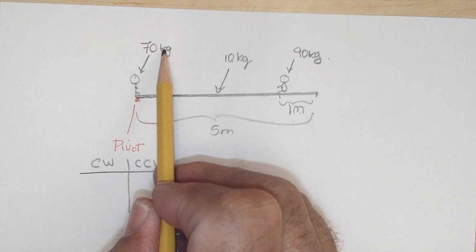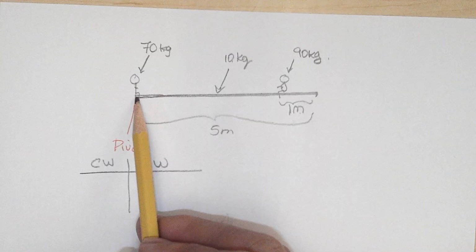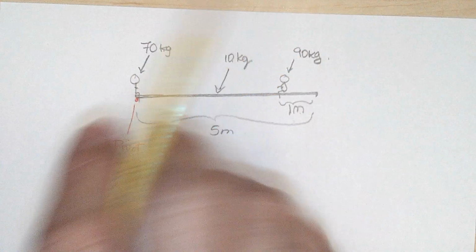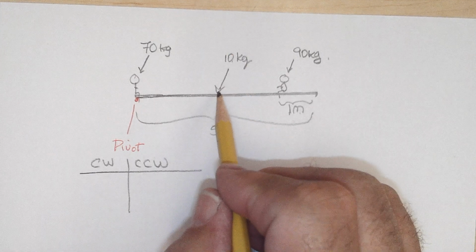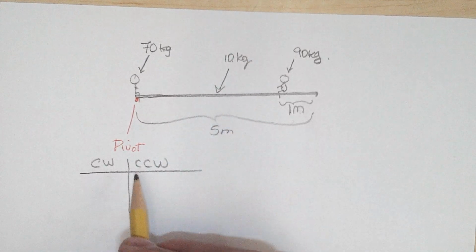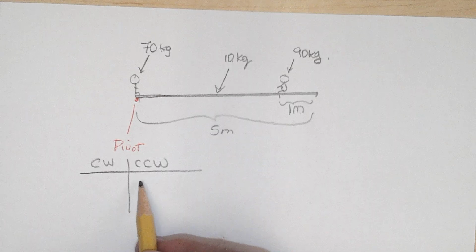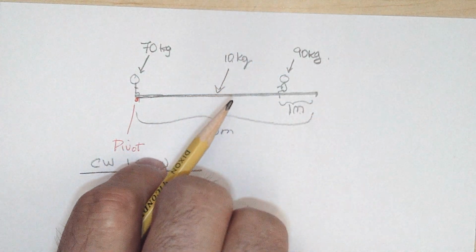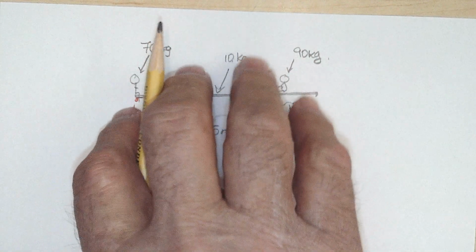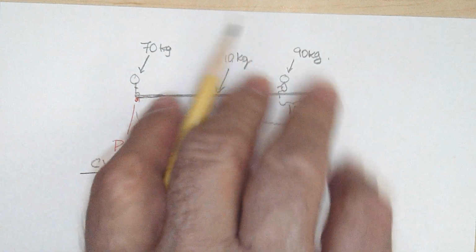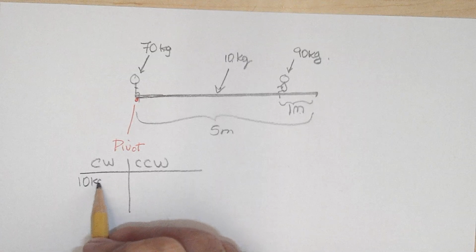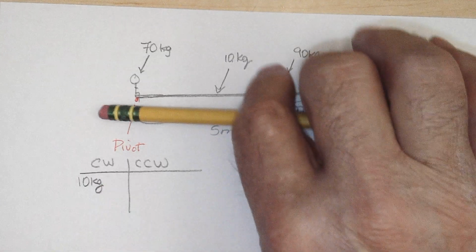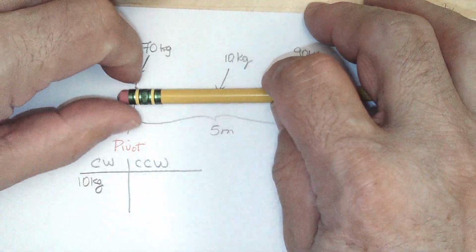So I'm just going to go through the masses. I've got a 70 kilogram mass. It's sitting right on that point, so it's not causing it to twist either way. The plank, 10 kilograms, is pushing down with its weight, so the plank will be trying to spin clockwise. So I've got 10 kilograms.